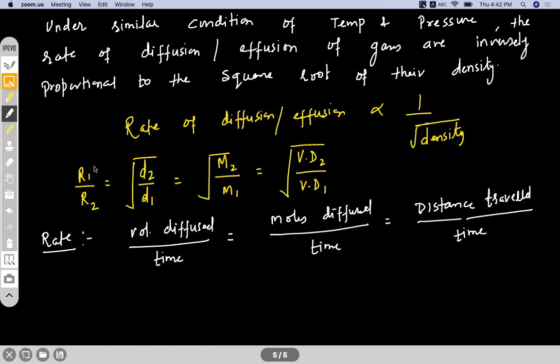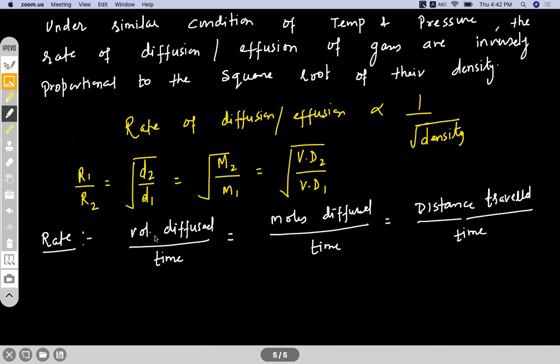This is the rate of two different gases, right? At the same condition, same temperature and pressure. So R1 by R2, the rate of one gas divided by the rate of the other gas, is equal to the density relation, molecular mass relation, and vapor density relation, right? And for any gas, rate we can always define like this.